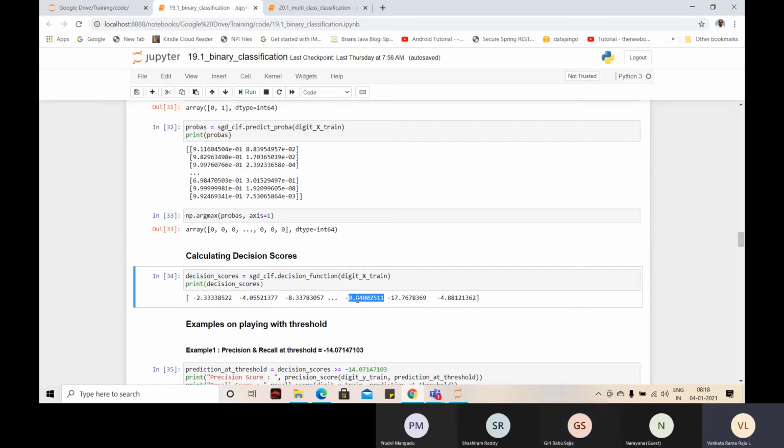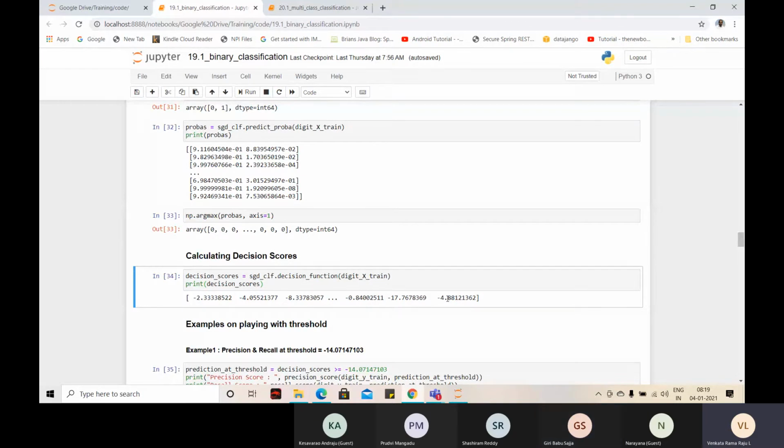If the record belongs to 5 and the model predicted it correctly, the decision score for the 5 class is going to be positive only. Shashiram made a statement that it can be negative also. That is wrong. But why does every record have to be 5? It need not be 5, right? It can be not 5 also.